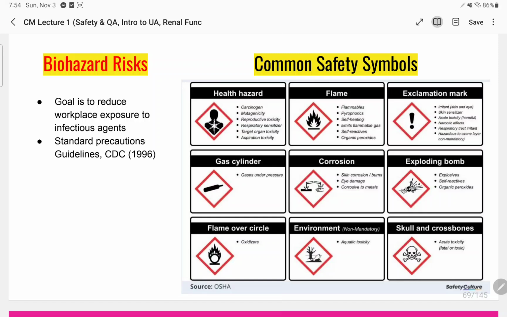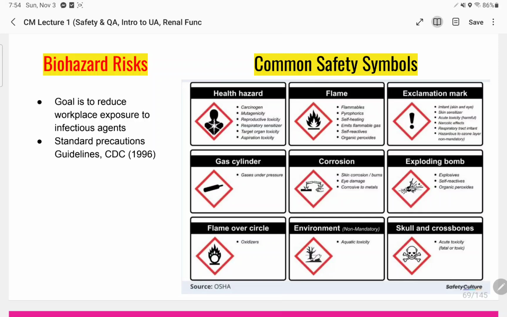Flame, okay? So, flammable, pyrophoric, boto, no? Self-heating, mo-init ba siya? Mo-emit ba siya og flammable gas? Self-reactive ba siya? Or organic peroxides ba siya? Importante na. Okay? And exclamation mark, means irritant, skin and eye. Maka-sensitize siya sa skin, acute toxicity, pwede siya maka-cause of narcotic effects, irritant siya sa respiratory system, and even hazardous sa atong ozone layer.